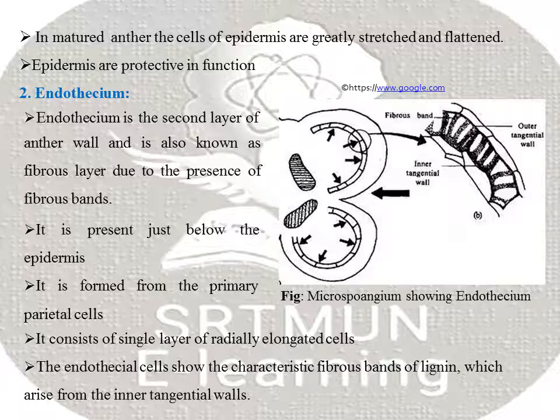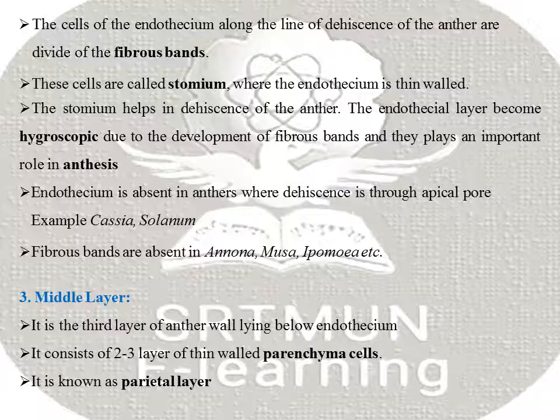The endothecial cells show the characteristic fibrous bands and link with areas from the inner tangential walls. Next, the cells of the endothecium along the line of dehiscence of the anther lack the fibrous bands.